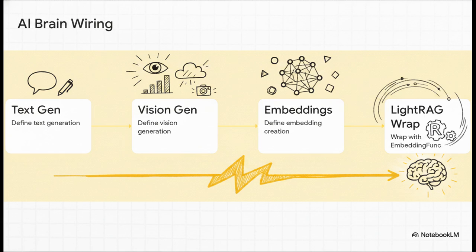We wrap the embedding function with LightRAG's embedding func. That specific wrapper is what allows RAG-Anything to use these capabilities smoothly during its indexing and retrieval phases. We're essentially giving our pipeline its eyes and its memory.